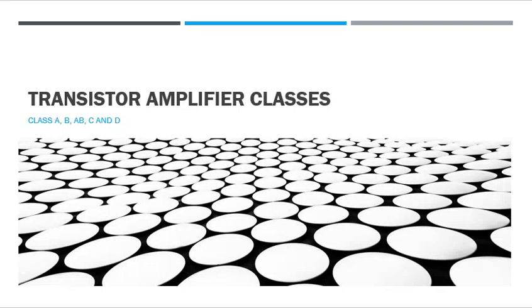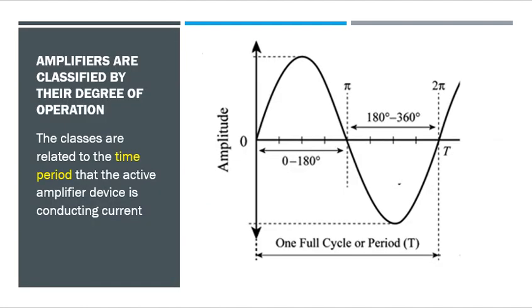Hi, today we're going to talk about transistor amplifier classes, specifically class A, B, AB, C, and D. Amplifiers are classified by their degree of operation. The classes are related to the time period that the active amplifier device is conducting current.